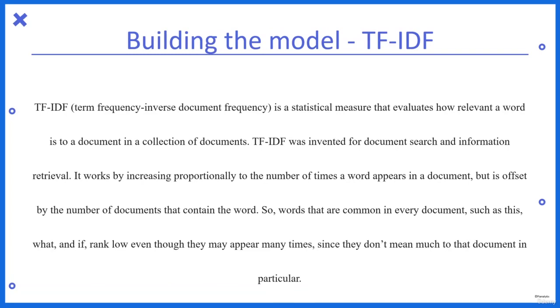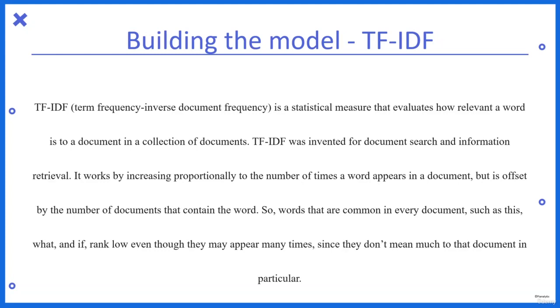Building the model. Now the name of the model is TF-IDF, which is an acronym for term frequency inverse document frequency. This is a statistical measure that evaluates how relevant a word is to a document in a collection of documents. Now TF-IDF was invented for document search and information retrieval, but as it progressed and evolved, we can even work through it to get keywords out of the documents, which again comes under information retrieval only.